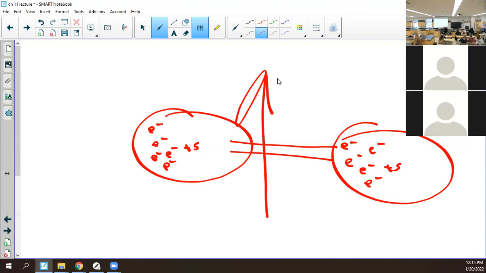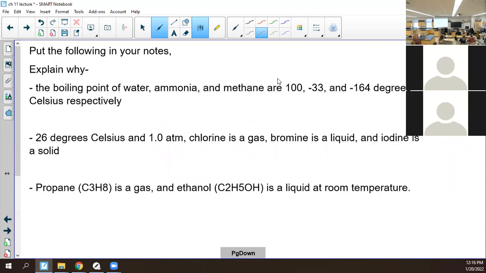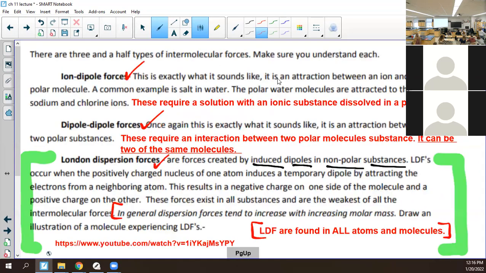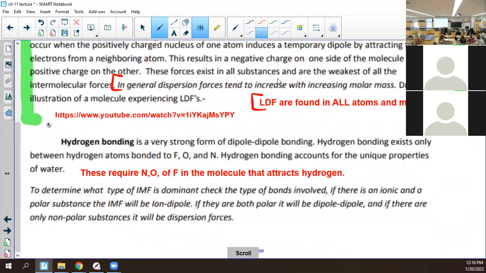We feel okay with this so far? Not terrible, hopefully. All right. I have one last type of intermolecular force, and that is hydrogen bonding.